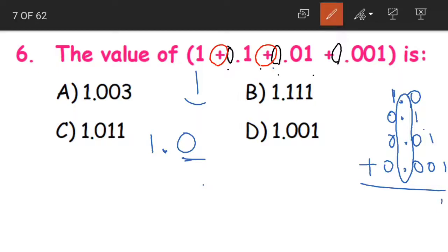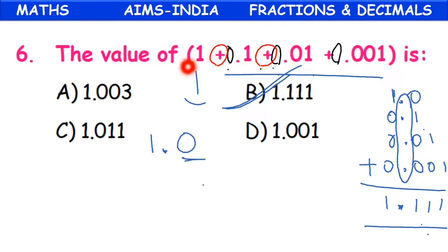Now when we add, 1, 1.1, 1.111 is our sum for the given numbers. Option B, 1.111 is the value of our statement: 1 plus 0.1 plus 0.01 plus 0.001. Now from this question, what did we learn new here?